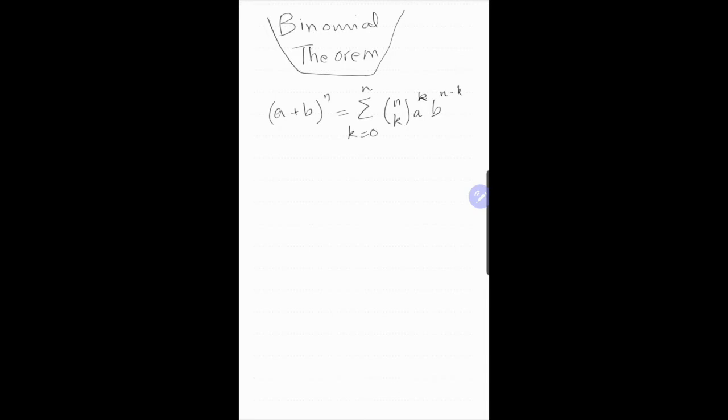Hello, so in this video we will talk about some applications of the binomial theorem. Specifically, we will talk about how to simplify a sum. Okay, so let's take an example here. Let's say we have a sum like this.